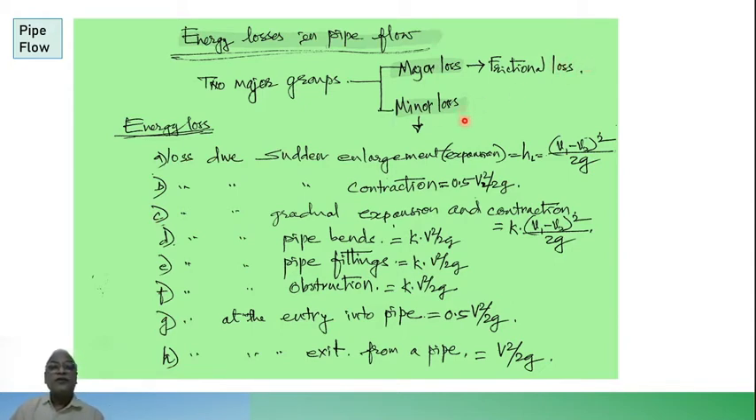Now under minor loss you have, for the syllabus, loss due to sudden expansion or sudden enlargement in the pipe section, and it is given by (V1 minus V2) whole square divided by 2g. We are going to derive this equation anyway, right? Energy loss due to sudden contraction, its multiplier is 0.5 V2 squared by 2g. Then energy loss due to gradual expansion or contraction.